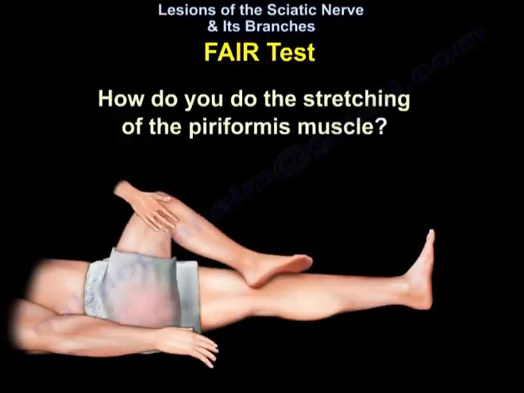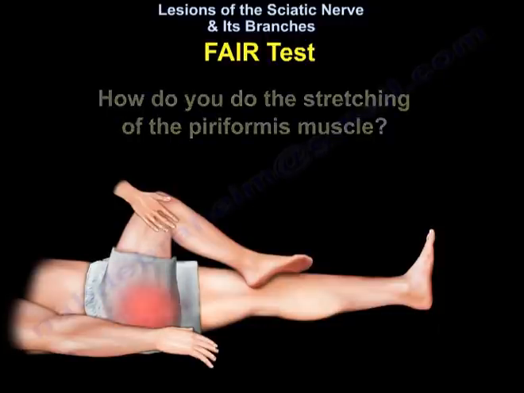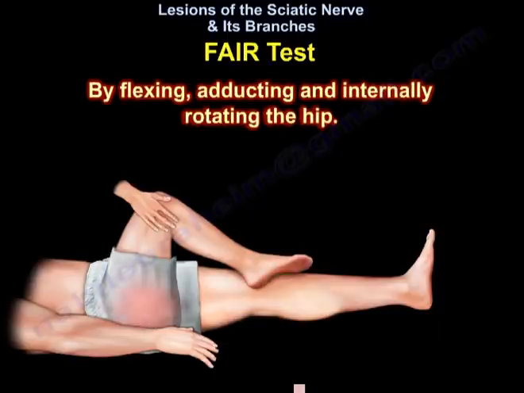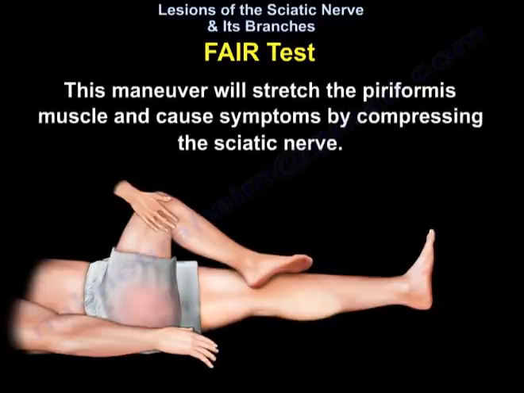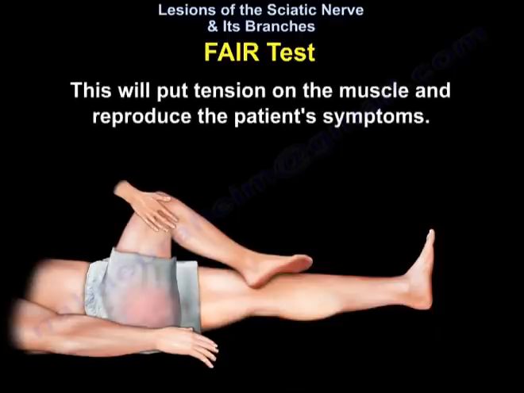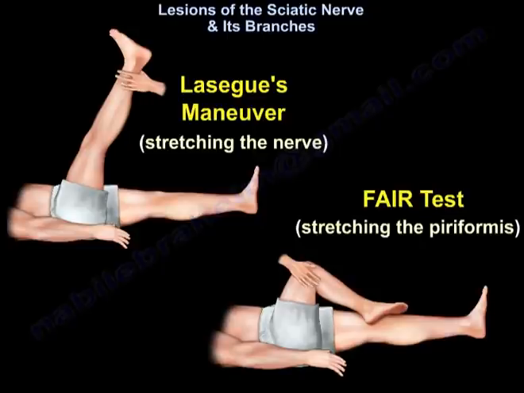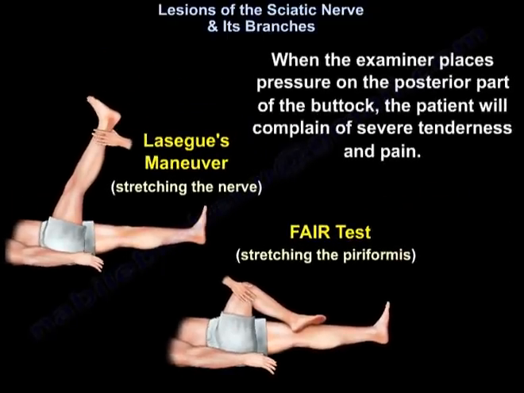How do you do the stretching of the piriformis muscle? You do that by flexing, adducting, and internally rotating the hip. This maneuver will stretch the piriformis muscle and will cause symptoms because it will compress the sciatic nerve. It will put tension on the piriformis muscle and it will reproduce the symptoms of the patient. Also, during these tests, when the examiner adds pressure on the posterior part of the buttock, the patient will complain of severe tenderness and pain.